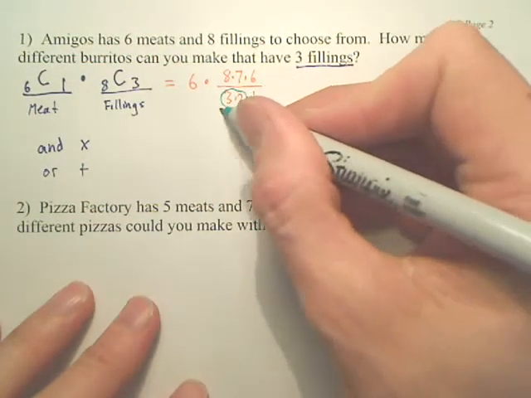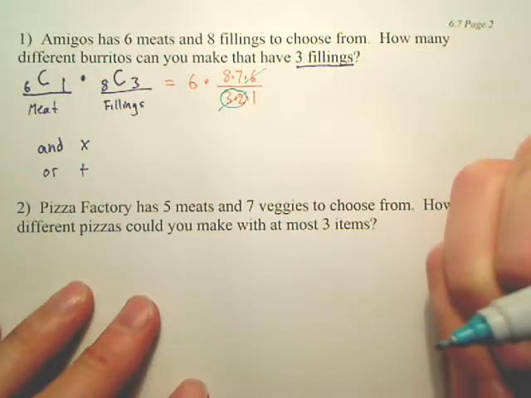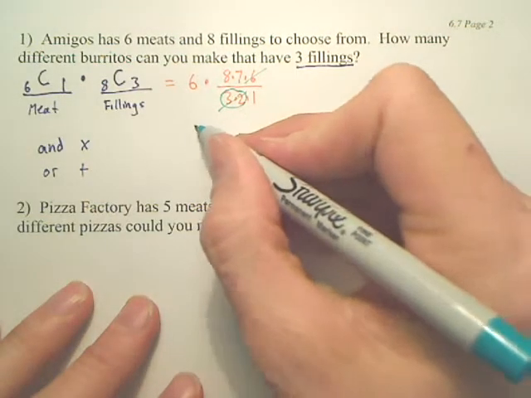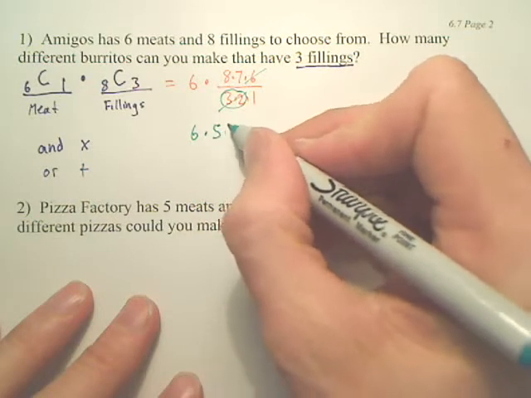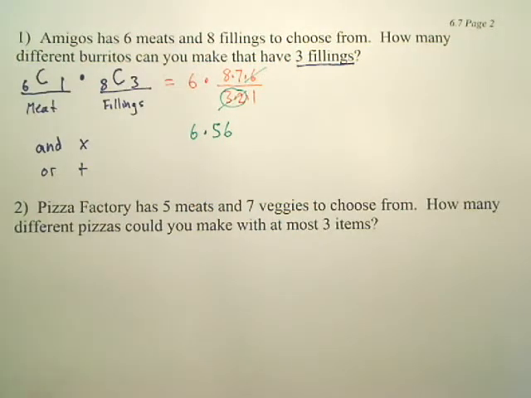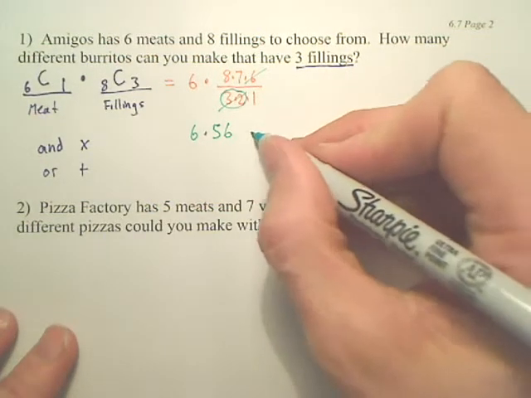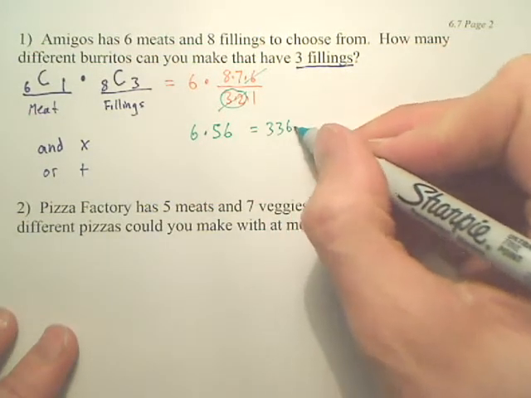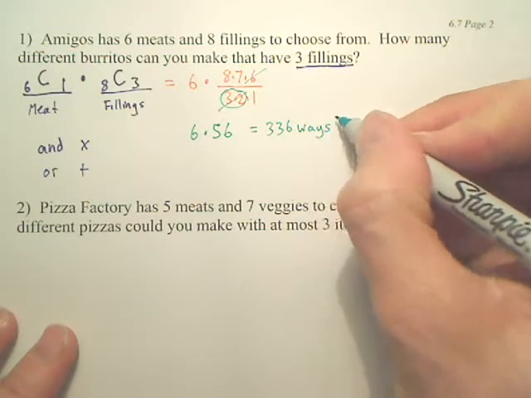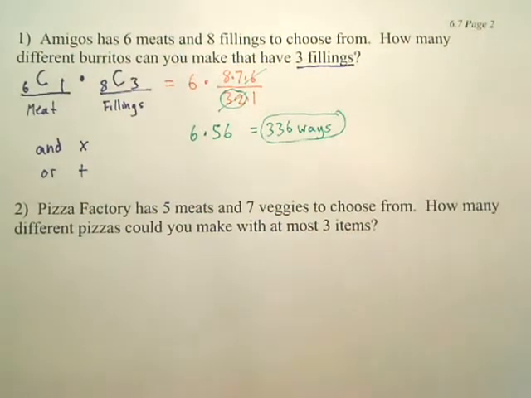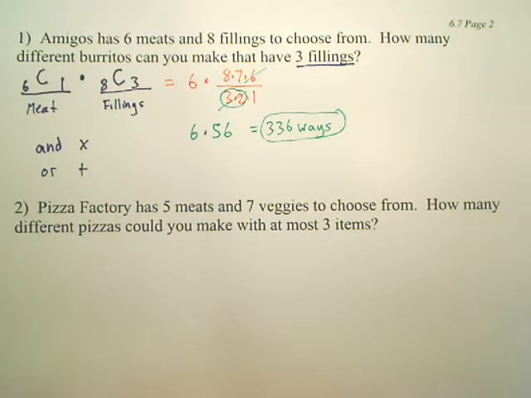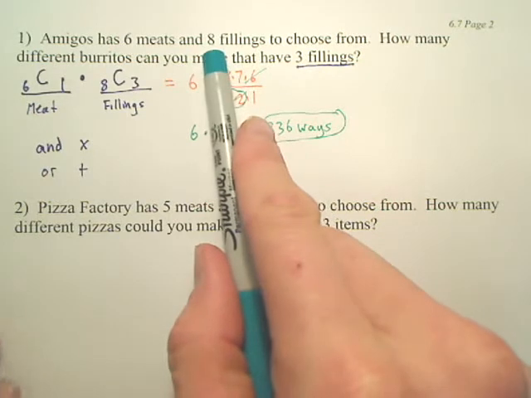Doesn't this give you 6, which cancels with that 6? So isn't that 6 times 56? Now, 6 times 56, you end up with 336 ways to make a 3-filling burrito.